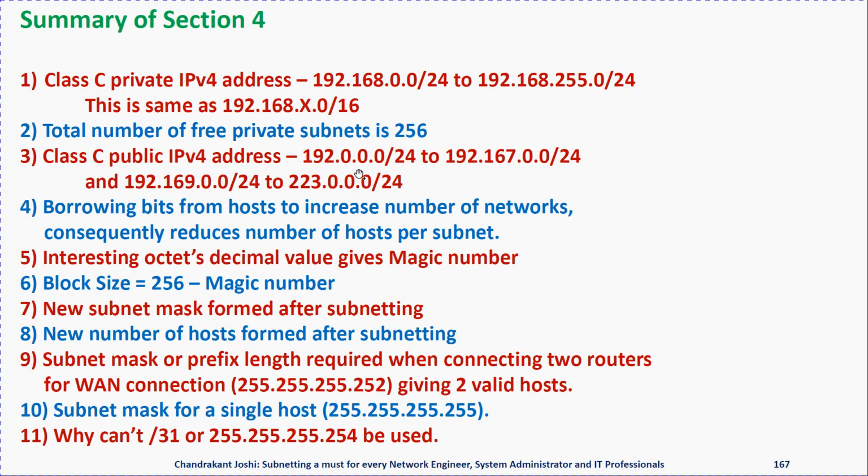Class C public IPv4 address we have already seen. Why did I write it again? Sorry, this is public. So 192.0.0.0/24 through up to 167, because 168 series is private. So again we start with 169 all the way to 223. Borrowing bits from the hosts to increase the number of networks consequently reduces the number of hosts per subnet. We have seen this, correct?